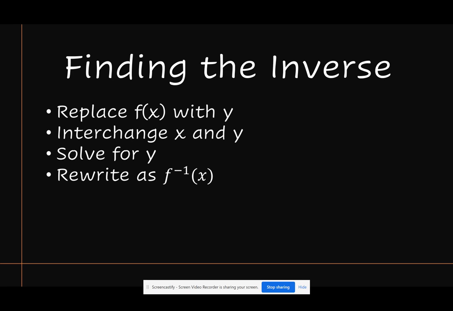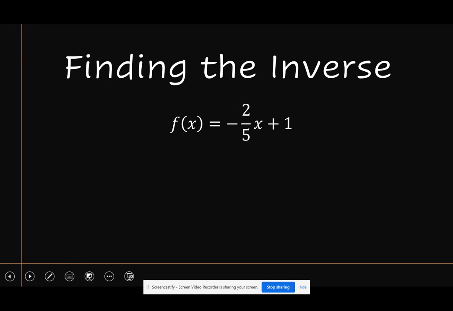So to find the inverse, you'll have a function written as like f of x equals something. So you're going to rewrite it as y equals that same function, because then we're just going to switch our x and our y's and then solve to get that new y by itself, and that is going to be your inverse. So we're just going to see an example of it.